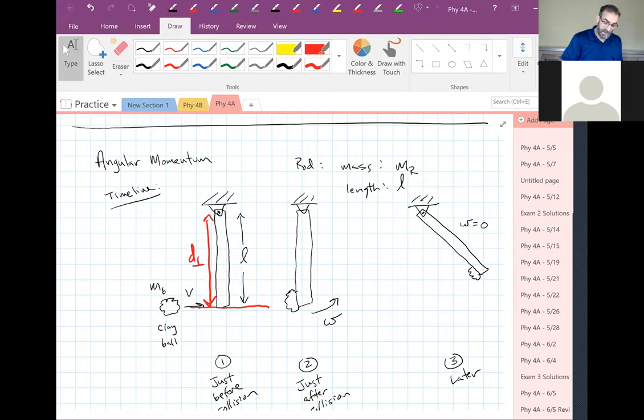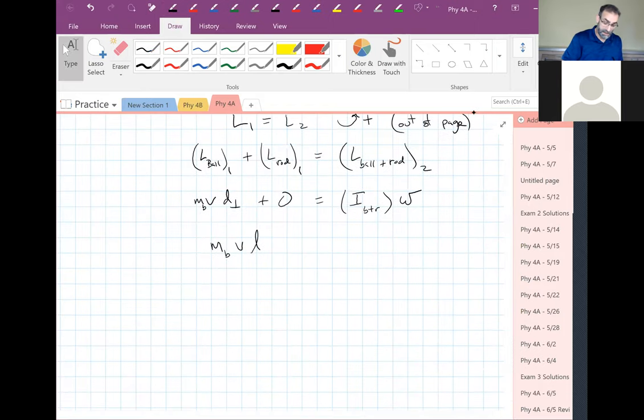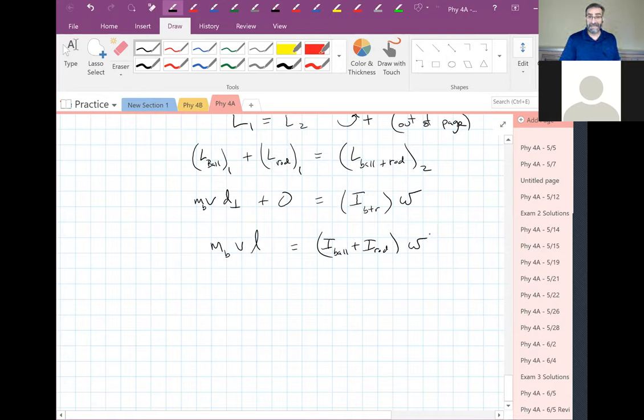And on the right side of the equation, what do we have? We've got I for the ball plus I for the rod, times omega. We can just add them up, right? Treat them like two separate objects. And the ball, we said, we're just going to treat like a point object. It's small compared to the length of that rod. So we'll just treat it like a point object.